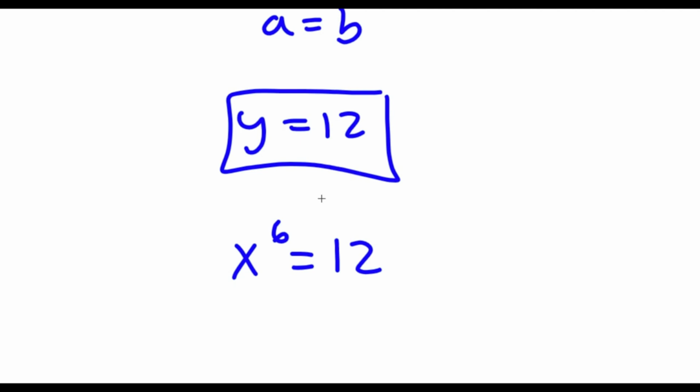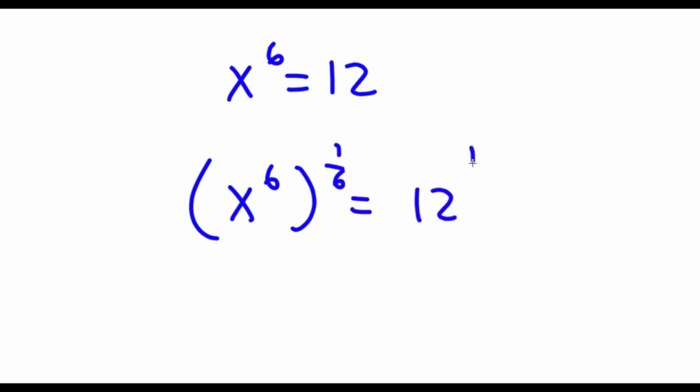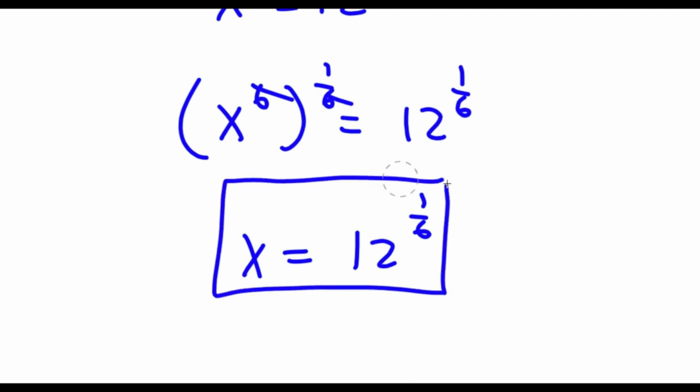So now, to solve this, I'm going to take the power of 1 over 6 on both sides. So now I have x to the power of 6 to the power of 1 over 6 is equal to 12 to the power of 1 over 6. Now 6 times 1 over 6, these two cancel out. So now I'm left with x is equal to 12 to the power of 1 over 6. So this is my answer.